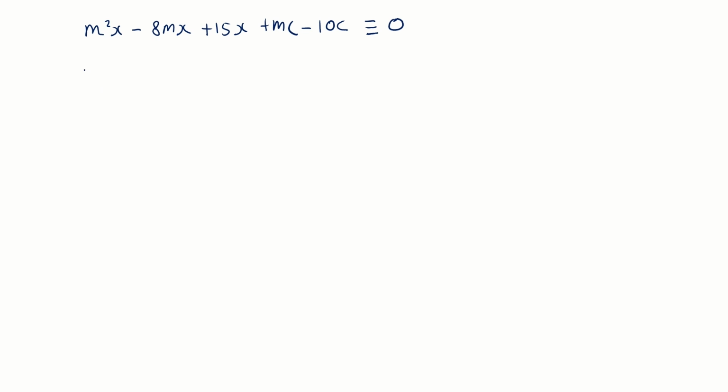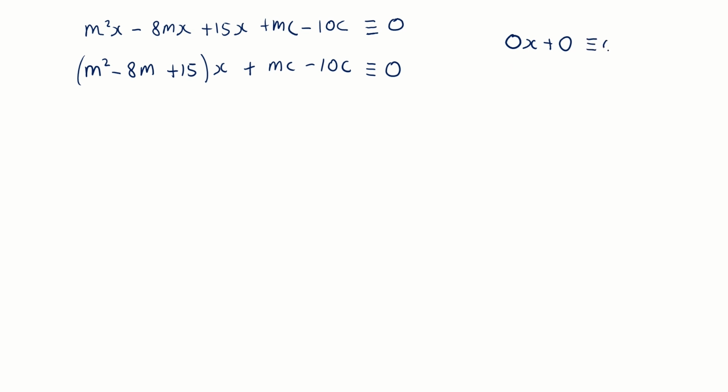In order to make that a bit easier to discover, I'm going to factorize x out of the first three terms. So that will leave me with a quadratic m squared minus 8m plus 15, lots of x, and then we've got the bits that aren't affected by x, or aren't involving x, I should say. So we've got the mc minus 10c equivalent to 0. Now, if we want this equivalence to be true, there's actually only one way it can happen, and that's if we have 0 lots of x plus 0, because that is something that will always be equivalent to 0 no matter what value of x you plug in.